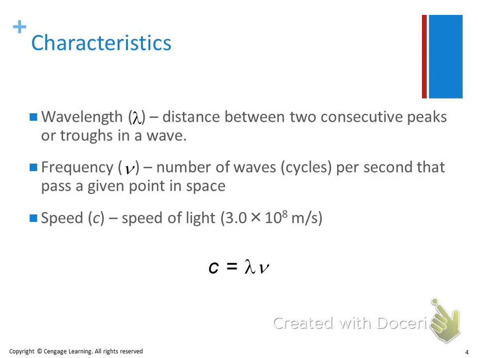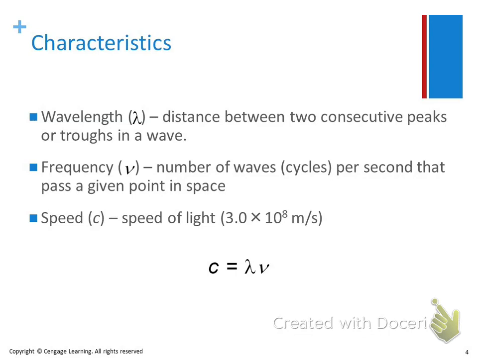C equals... does anyone know what this symbol is called? It's a Greek letter. This one's called lambda. But really, we just think of it as wavelength. So it's speed of light equals wavelength times the frequency of the wave.